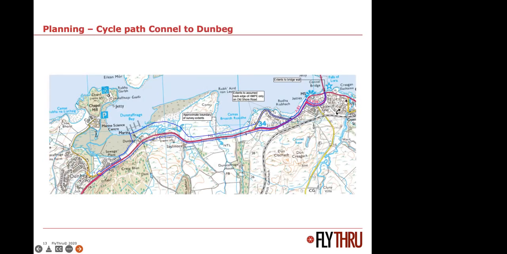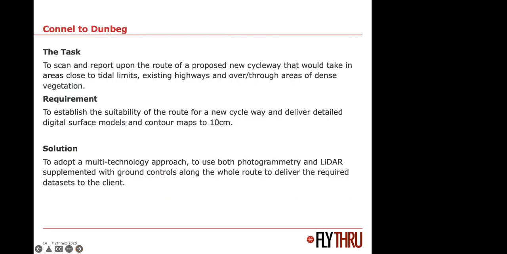So this was the area that we were originally asked to map. You can see in front of you, it's the area in blue. It's a cycleway. It explains that in the video, but I'll run it for a minute or so to give you an idea of what we were asked to do. Or maybe I'll tell you first. Scan and report on the proposed route.